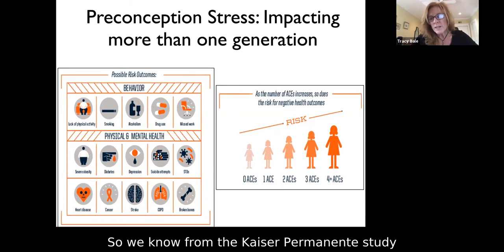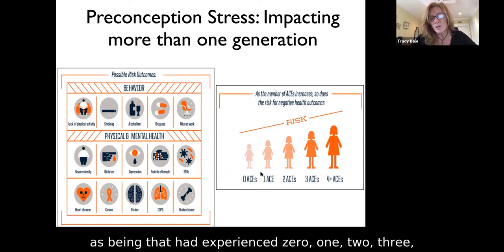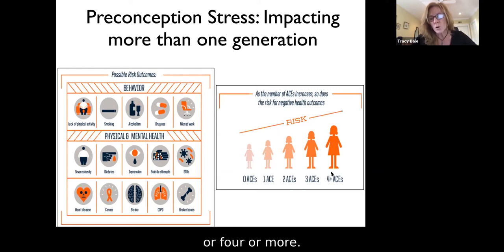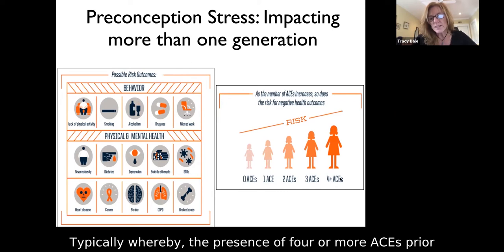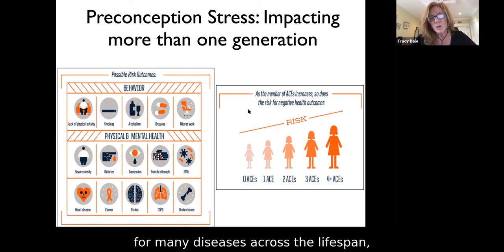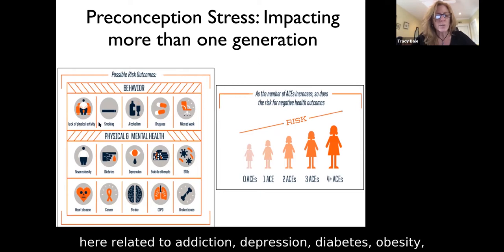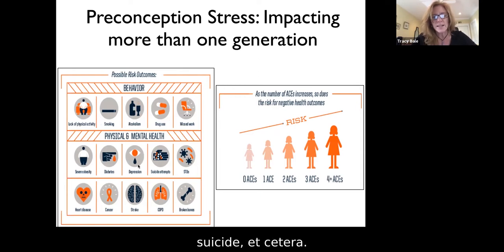So we know from the Kaiser Permanente study that assessed adverse childhood events that they assess them as being that individuals have experienced 0, 1, 2, 3, or 4 or more, typically whereby the presence of 4 or more ACEs prior to adulthood was found to be a significant risk for many diseases across the lifespan, including many mental health disorders, as shown here, related to addiction, depression, diabetes, obesity, suicide, etc.